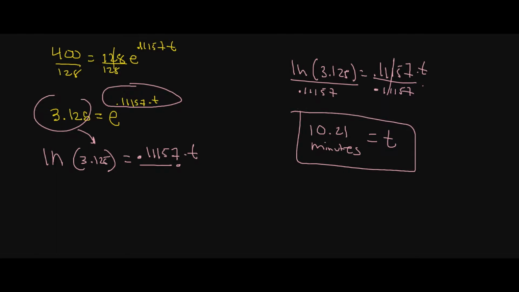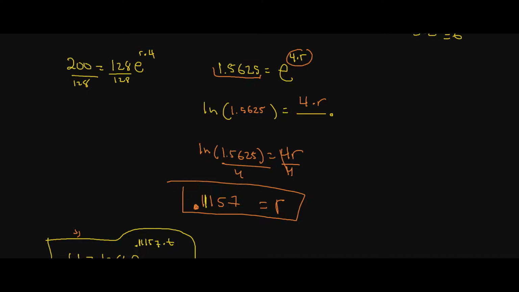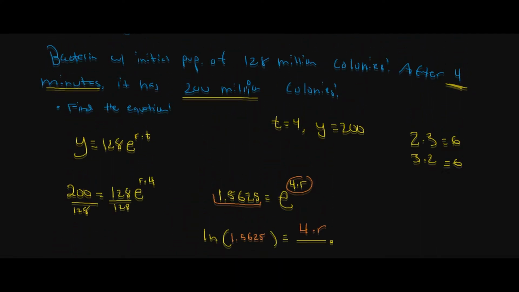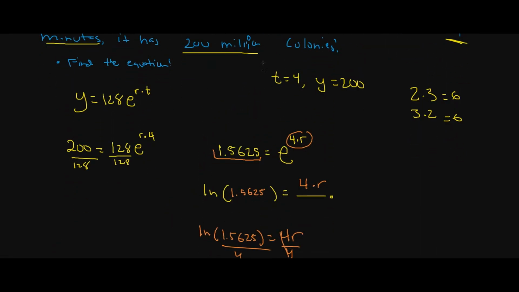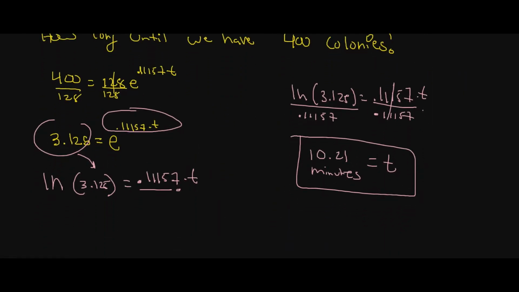This problem was kind of cool because I didn't give you the rate, but I did give you a key piece of information: when 4 minutes pass by, it's going to be at 200 colonies, and we could plug that in to solve for r. Then we plug r back in, plug in the 400, and begin to solve. Pretty darn cool if you ask me.